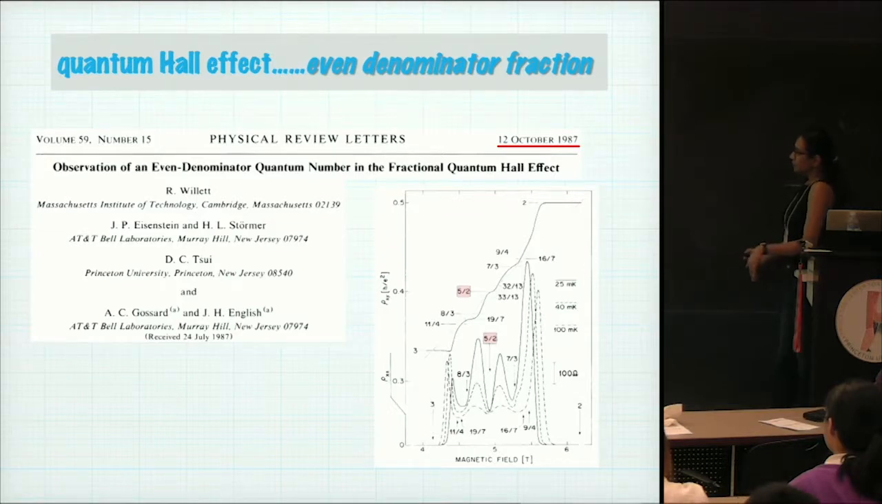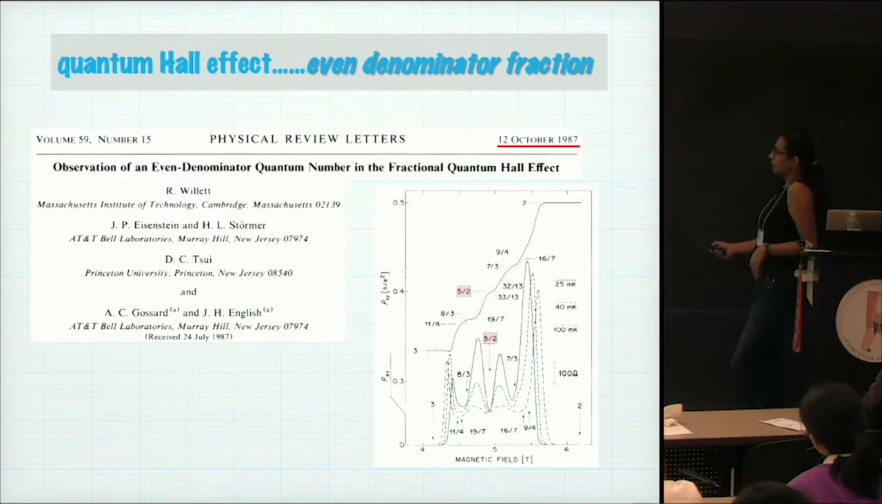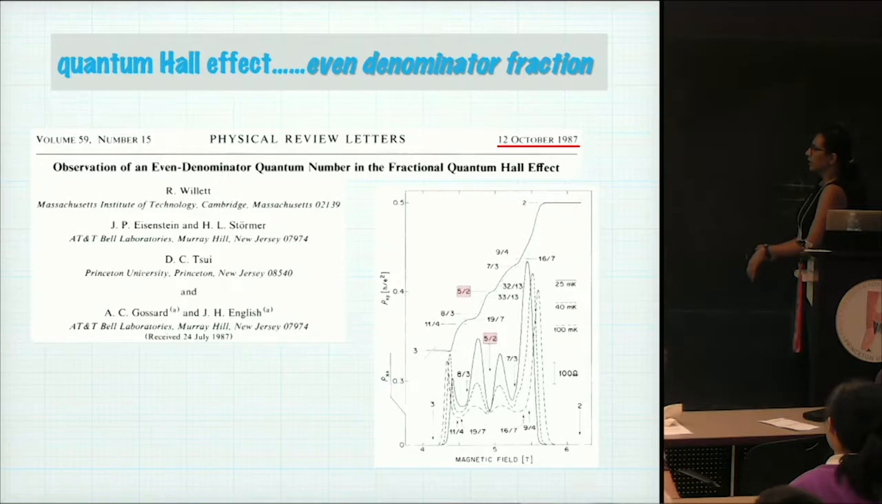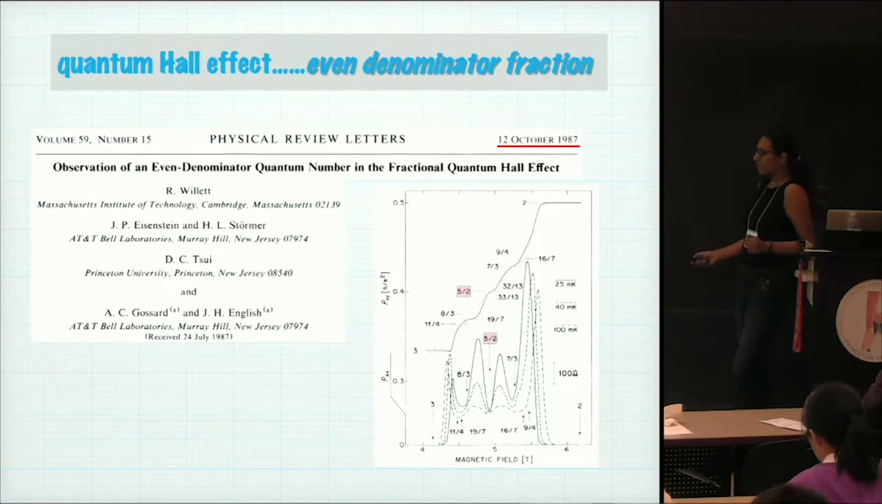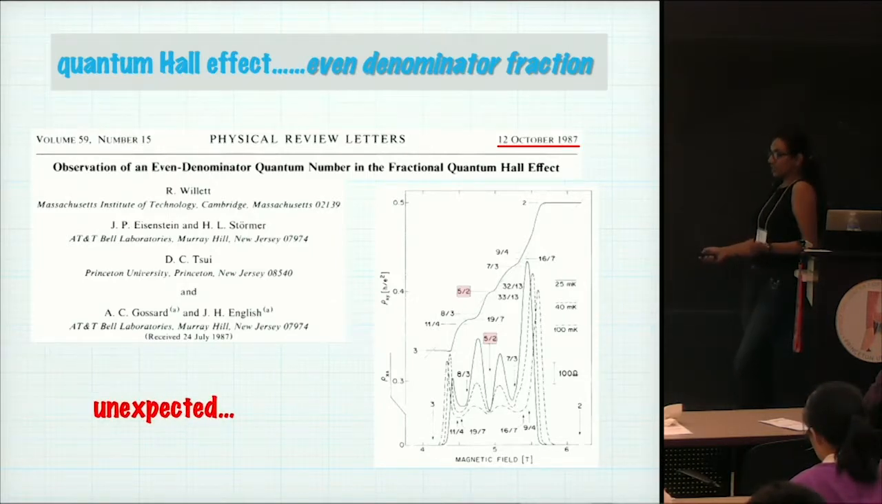And then finally there was this puzzle which came out: you will see that all of the fractions have odd denominators, but there was this even denominator state, 5 halves, which came about 30 years back. People saw that there is a state which definitely has a plateau there. You can think of it as a gap state. But because it's an even denominator state, people didn't know how to explain this. It was unexpected.